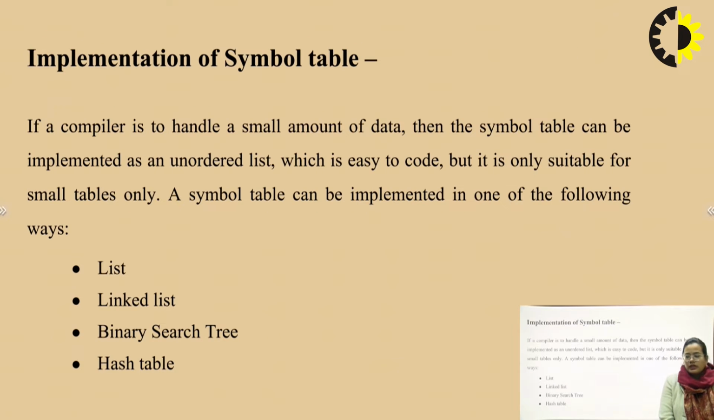So there are 4 types of symbol table implementation: first is the list, then linked list, binary search tree, and hash table. If a compiler is to handle a small amount of data, then the symbol table can be implemented as an unordered list, which is easy to code, but it is only suitable for small tables.